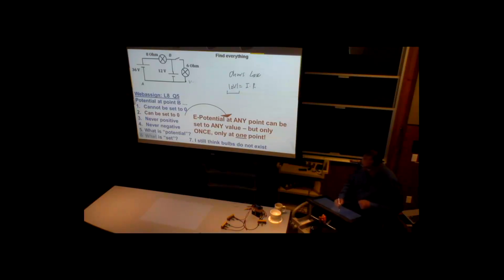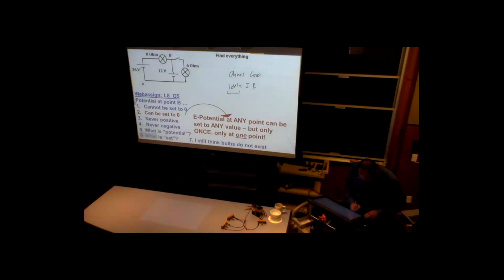And choosing point B also is not actually wise, because it's connected to a high potential electrode of the battery. And the most convenient choice is setting point A to 0 potential.